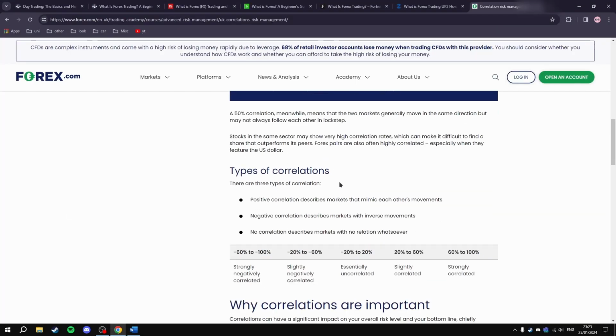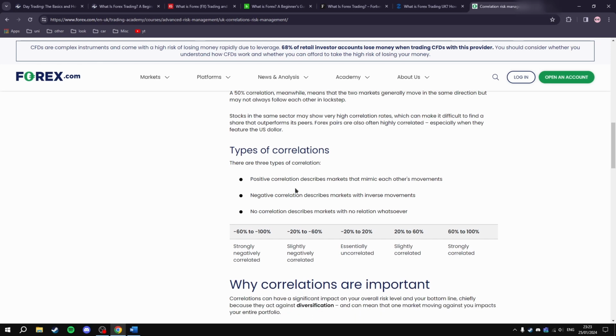Types of correlations. There are three types of correlation: positive, negative, and no correlation. Positive correlation describes markets that mimic each other's movements. Negative correlation describes markets with inverse movements. No correlation describes markets with no relation whatsoever.